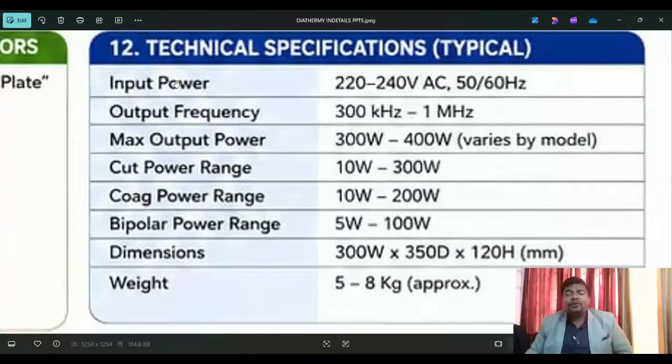Okay, but the input power does not change. Input power for medical equipment is common. Okay, next, maximum output is 300 watts to 400 watts, and it varies by model. That's why I'm saying, different companies and different manufacturers are manufacturing very excellent equipment. Every equipment is used in multiple sectors in hospitals.